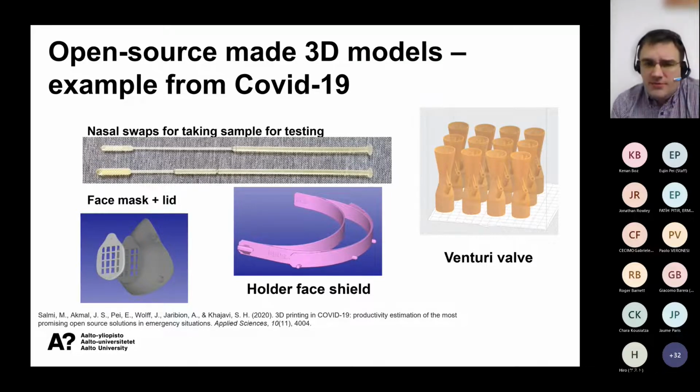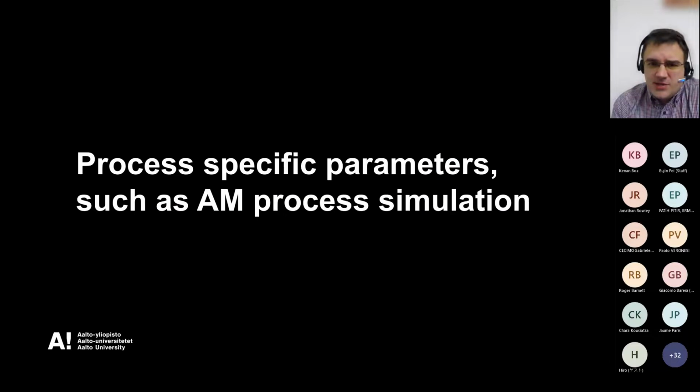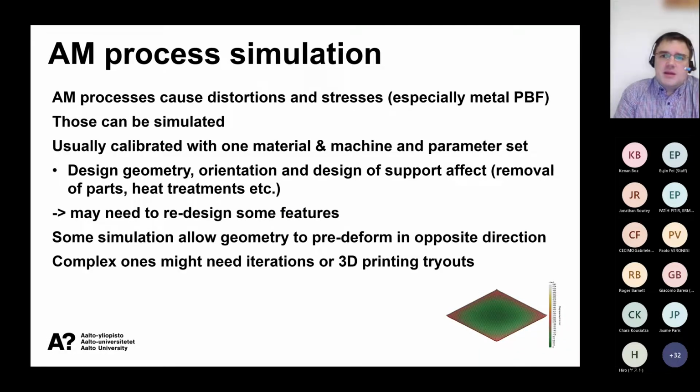And then, of course, if we jump to the AM process, if we take, for example, powder bed fusion for metals, it causes distortion and stresses, but of course you can simulate those. Usually you do that with software which is calibrated with one material, machine, and parameter set, because those all affect that: which machine, which material, which parameters. So you need to make a calibration run.